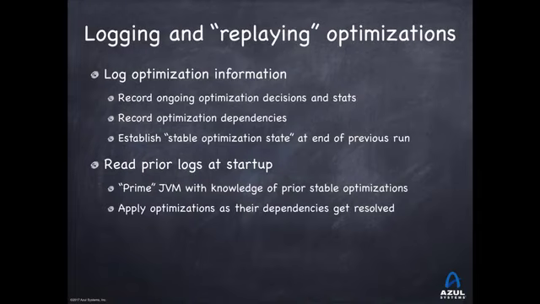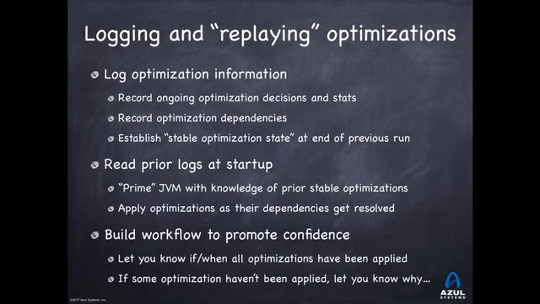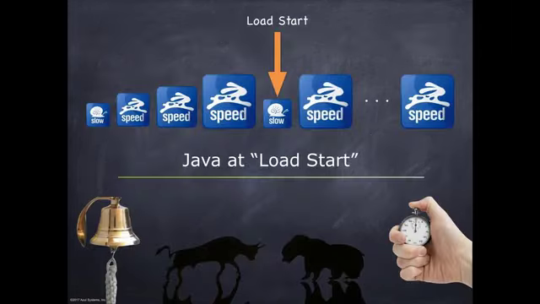We prime the JVM with that information, we apply the optimizations, and then we can also build a workflow around that. So we can actually say, right, you can monitor that, and you can see which optimizations have been applied. You can see if some optimizations haven't been applied, why they haven't been applied. You can actually see what's happening as the system starts to use the information from the log file.